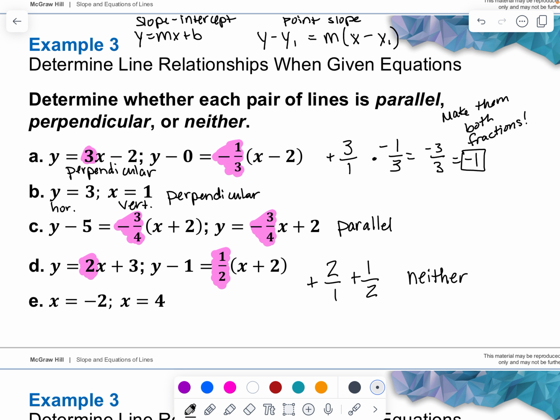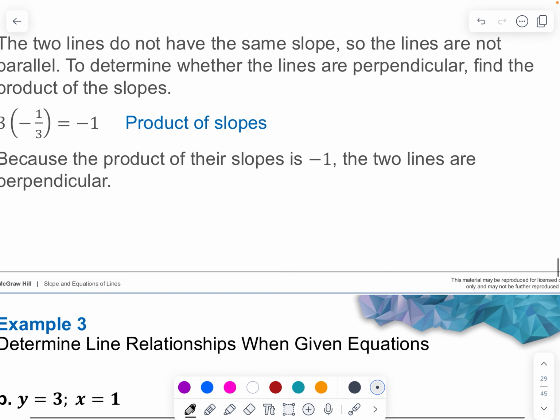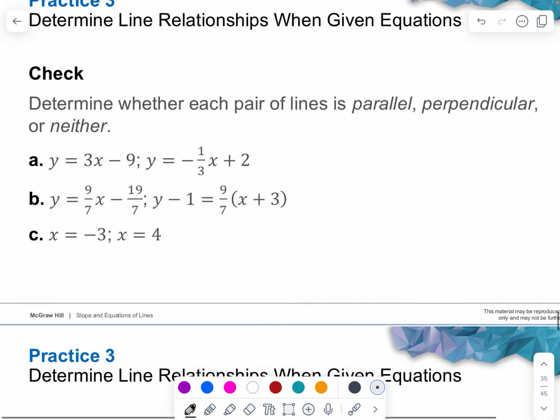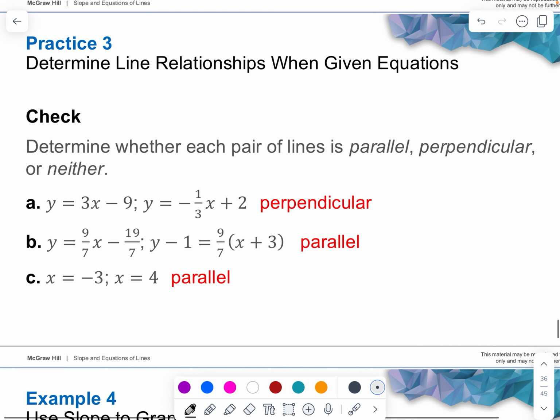Okay. And then these are both x equals -2 and x equals 4, which means they are both vertical lines, which means they are parallel because all vertical lines are parallel to each other. There we go. And those are going through all those. Now you go on to the practice. You go try those and pause me. Right? Did you get that they were perpendicular, parallel, and parallel?